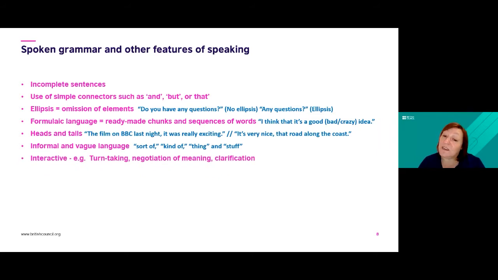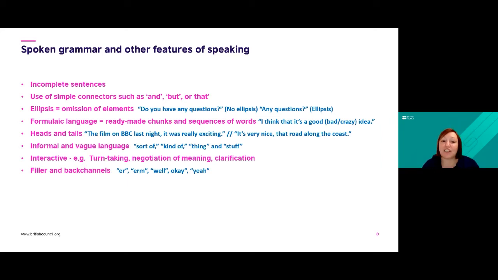This is important. When there's reciprocity, there's interactiveness. At the moment, I'm holding the floor. I'm talking, you're listening, no one's interrupting me. But in a reciprocal interactive conversation, then obviously you're going to interrupt me or take your turn or overlap, ask for clarification, change what you're going to say based on what I've just said. That's that interactive nature of spoken language.